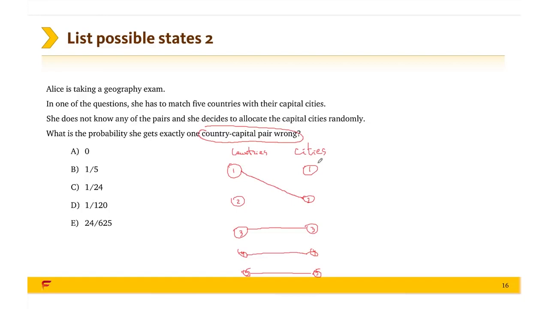Because we cannot connect country 2 with city 2, because we cannot assign the same city capital to several countries. That means that this connection will lead to another wrong country capital pair. That means that we are not able to construct a state where there is just one country capital pair wrong. So the number of desired states is zero. And that means that the probability of this event is zero. The answer is A.